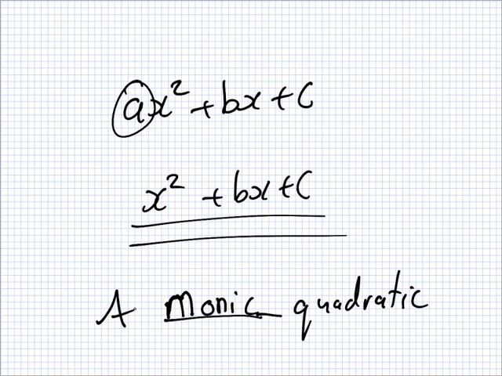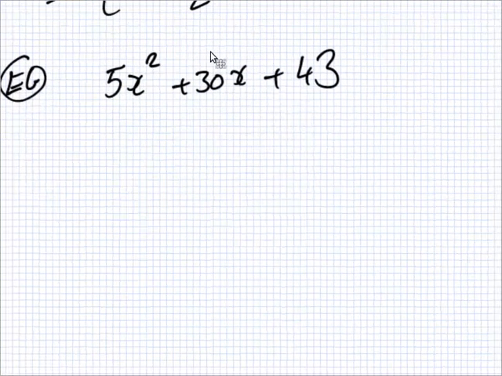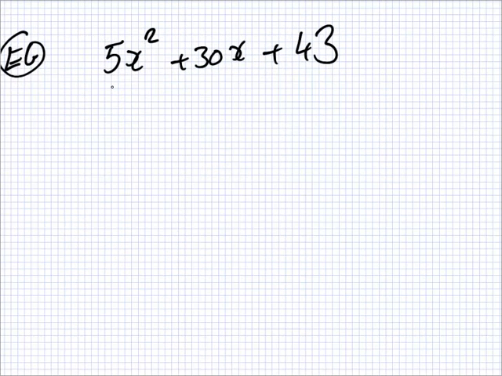I like this one. Anyway, the examples we've done so far were monic quadratics, but we need now to look at one that's not monic. So, back here, does anyone have any ideas on how I could deal with this guy? Because the problem here is the 5. Take the 5 out, yeah, take the 5 out.